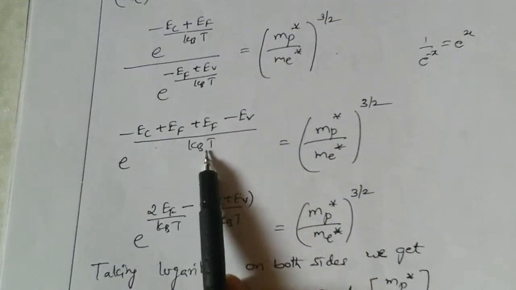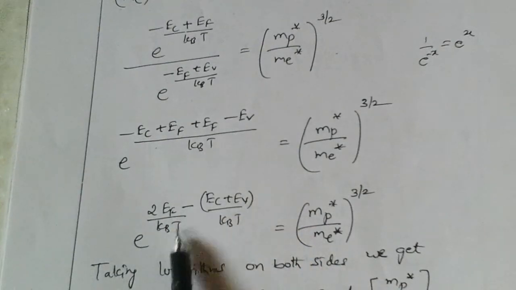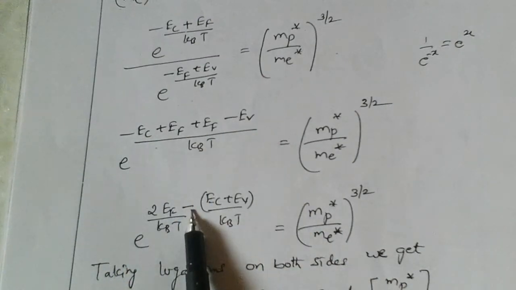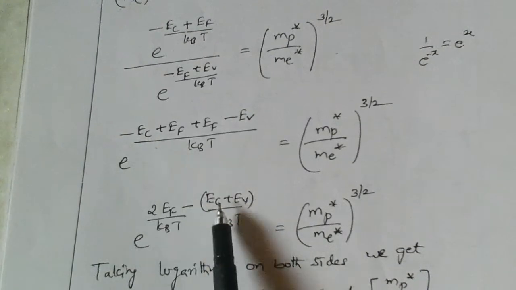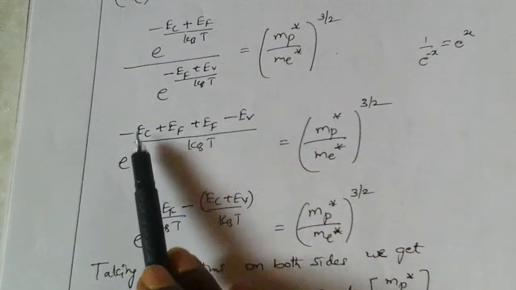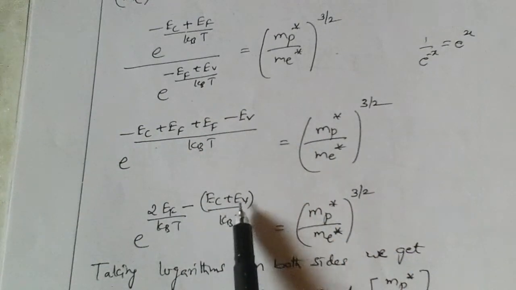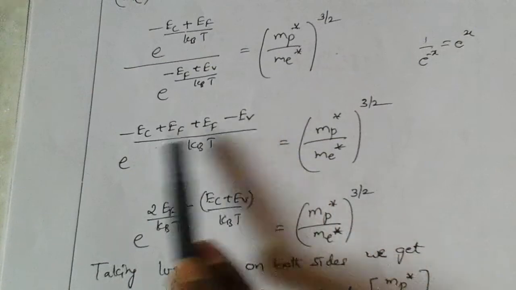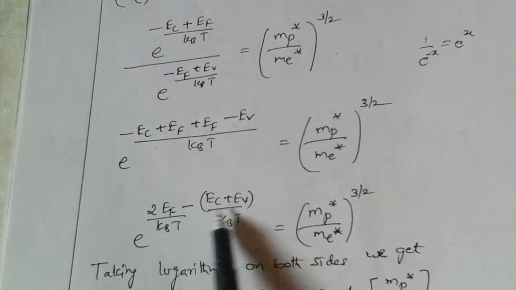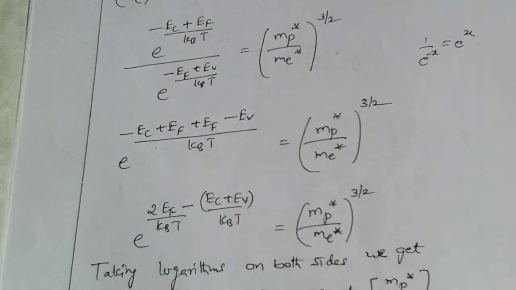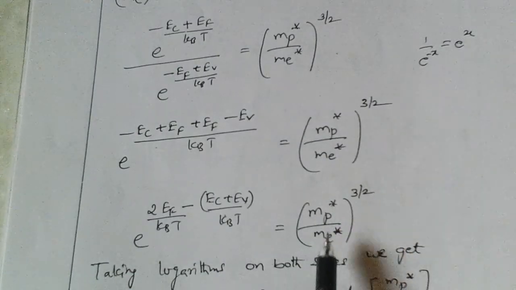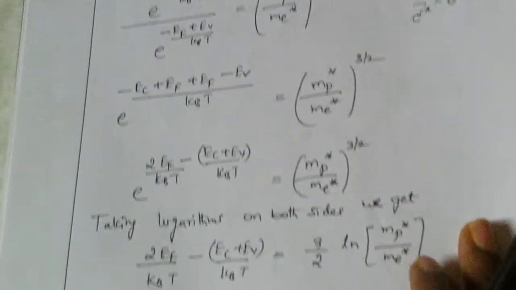This kBT I am writing separately, so 2 EF by kBT separate. Minus, taking common minus here. So what happens here, EC plus EV, but both values have kBT, that's why we add kBT. So two terms we are writing separately by taking minus common. Next, (MP star by ME star) whole power 3 by 2 we are writing as it is.